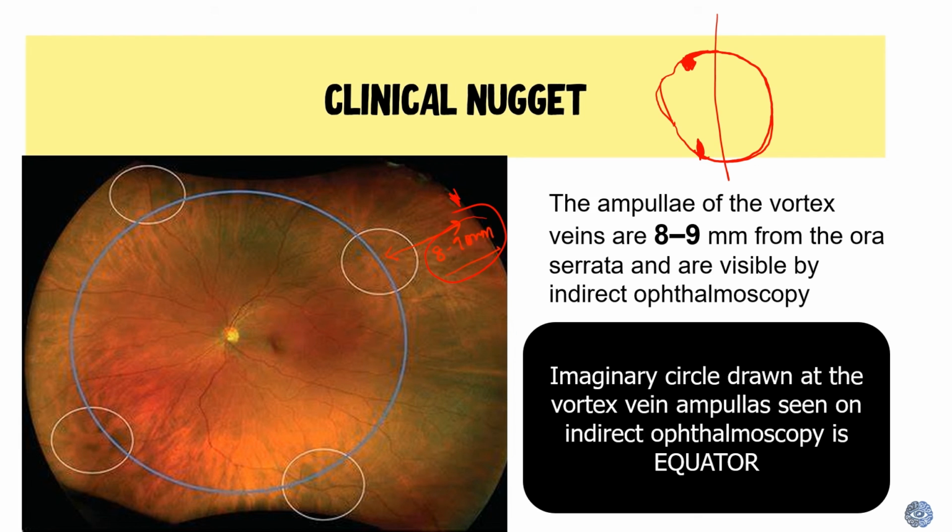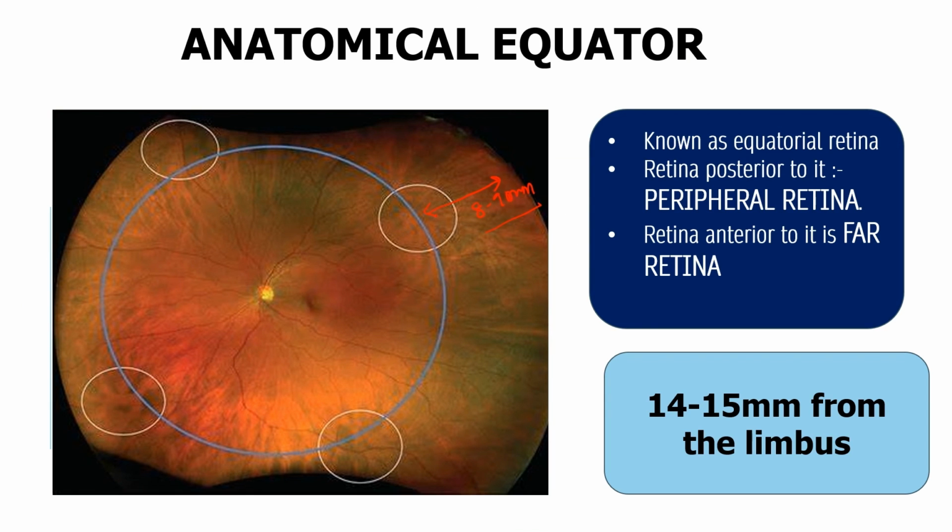ora serrata. Okay. Now, coming back to the topic, the ampullae of the vortex veins, as you can see over here, are at a distance of 8 to 9 millimeters from the anterior limit, the ora serrata, right? And these ampullae are visible on indirect ophthalmoscopy. Now, if you draw an imaginary circle at the vortex veins ampullae, then what you are drawing is basically the equator. Some textbooks like Forrester classify the peripheral retina based on this equator. The textbook says that the retina posterior to this equator is known as the mid periphery or the peripheral retina, and the retina anterior to the equator will be known as the far retina, or the far periphery.